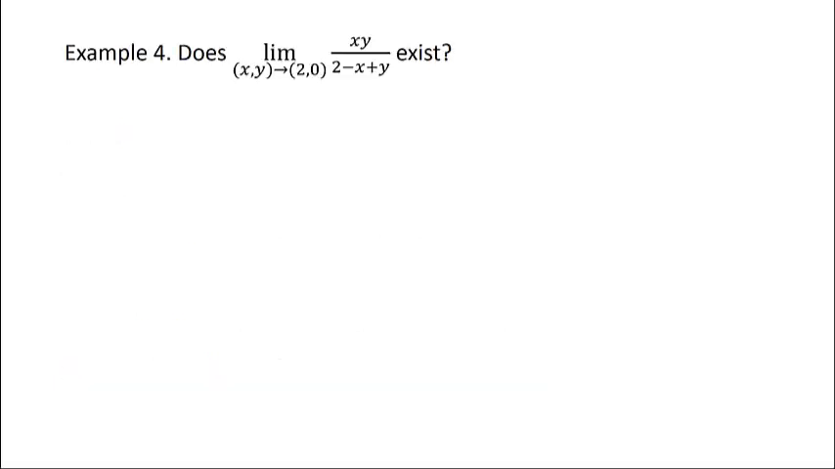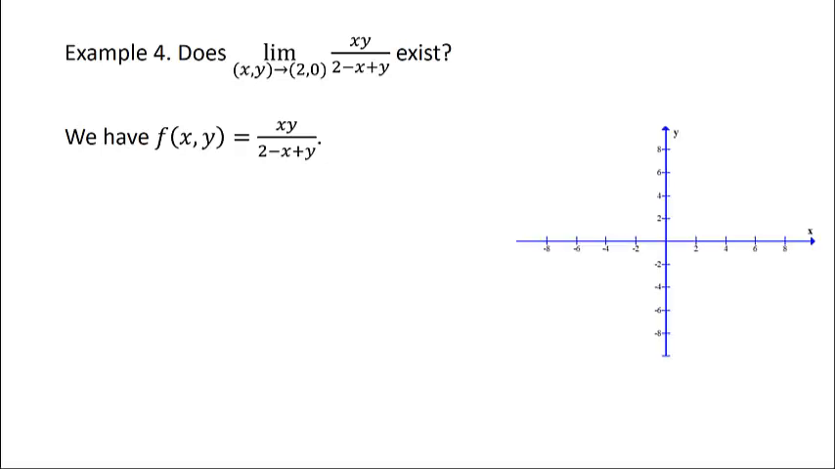One final example for you to try on your own that's a little bit different is the limit as (x, y) approaches the point (2, 0) of the function xy over 2 minus x plus y. So our function we see here. And what we want to be careful about in this case, we're not approaching the origin, right? This is the first example where we're approaching a different point, the point (2, 0). So we have to be careful that the approach paths we use do in fact include the point (2, 0).